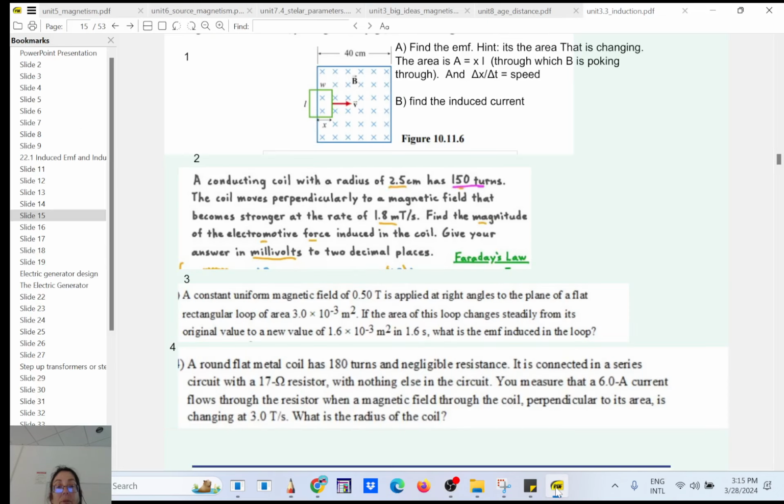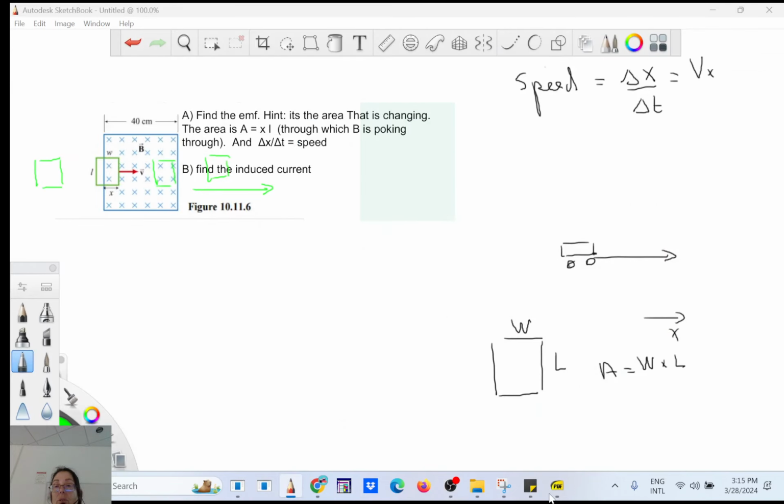Do they have numbers to give us? Okay, there is no number. I think they just want the algebraic equation. So anyway, do you see it's moving at a speed v? Do you agree?